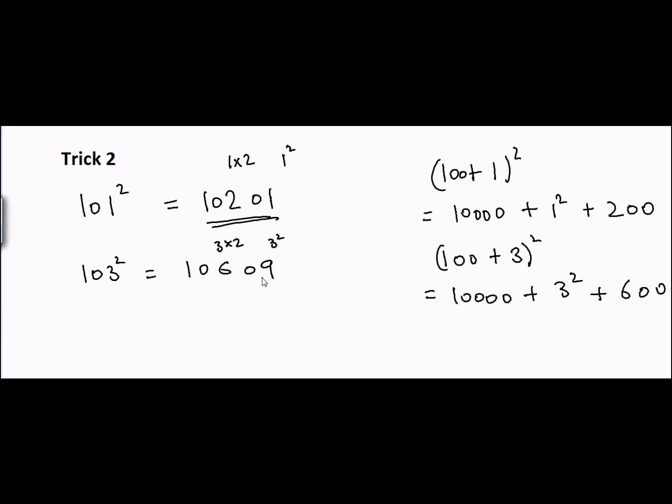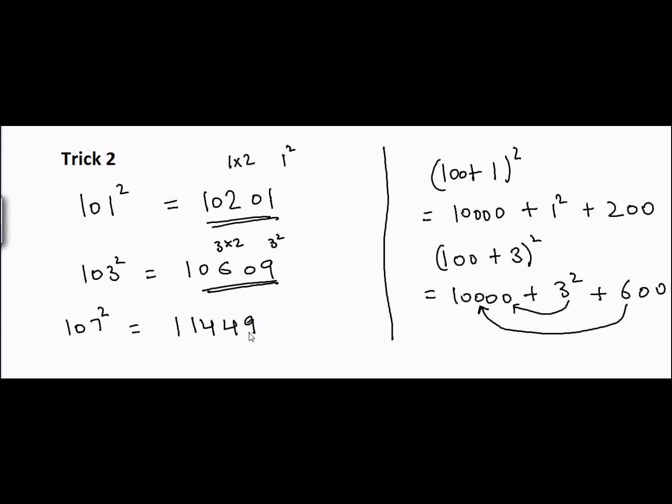So you can see the 6 goes here and 3 square goes here, right? If you practice with this squaring, then you can do the calculations very fast. For example, if you have to do 107 square, that will be equal to 11449. So 49 is the square, and 14 is 7 into 2, and then we have 1 here, right?